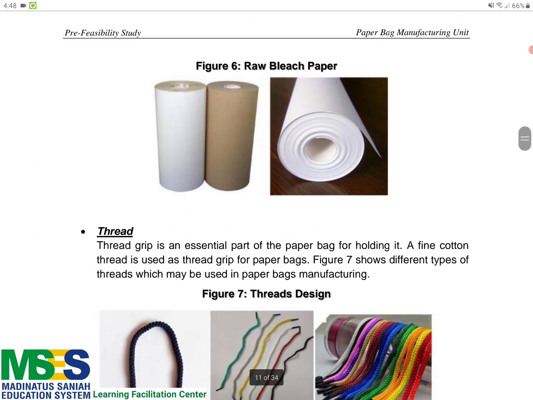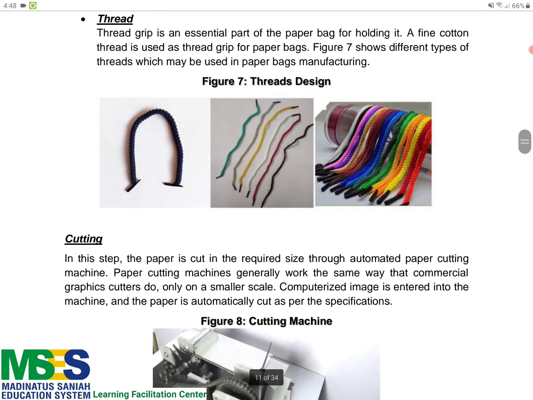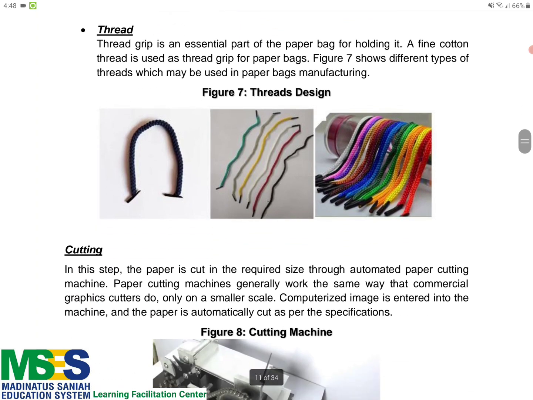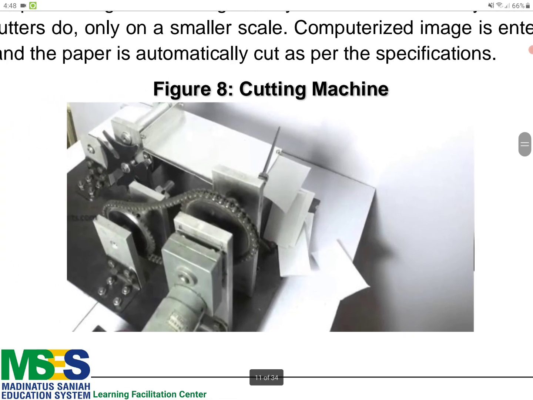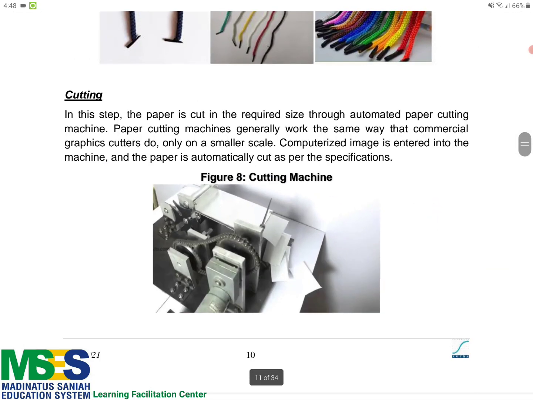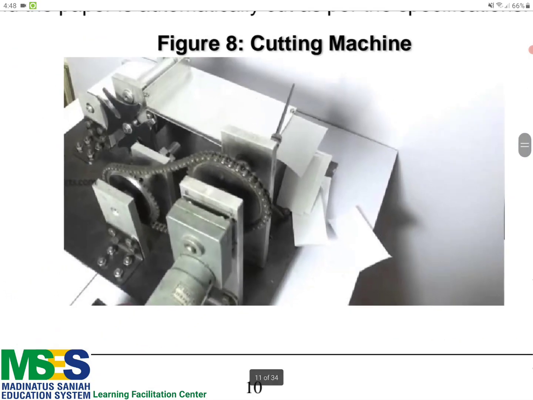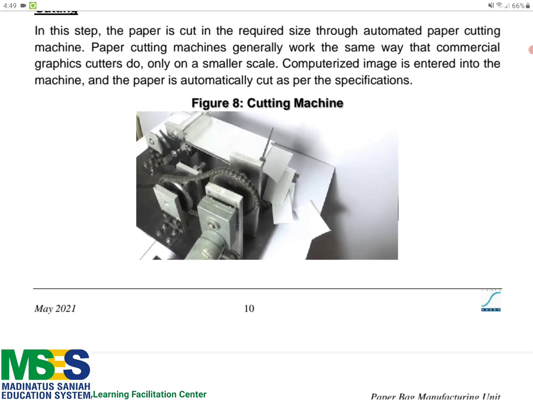They have also shown some strings, multiple pairs of strings. Have they shown the cutting machine? Yes, this is a cutting machine. If you zoom in, you can see that it is cutting the paper in the size that we require. Yes, it's a small cutting machine.